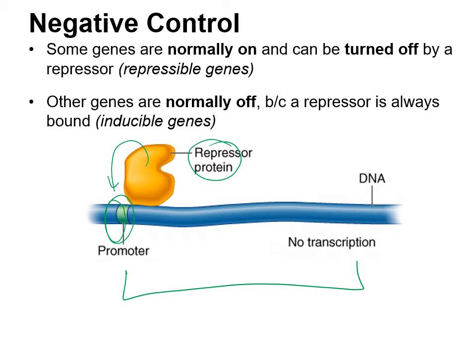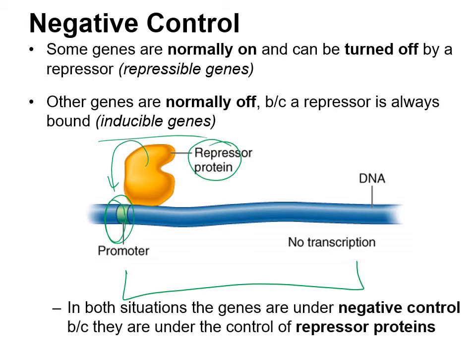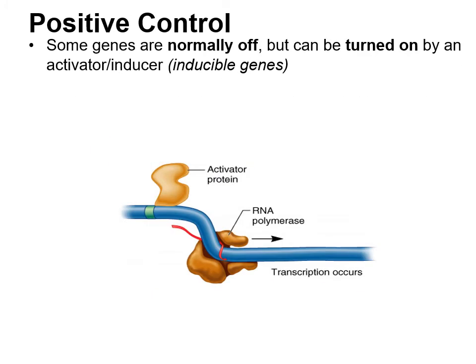Other genes are normally off, because the repressor is always bound, and so essentially you always have this repressor there, but there's an opportunity to move it, and so they would be referred to as inducible. In both situations, the genes are under negative control because repressor proteins are either always present and get removed, or not yet there and then get put there to turn off the transcription.